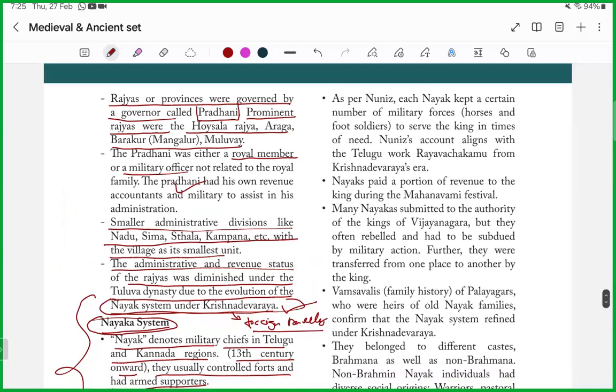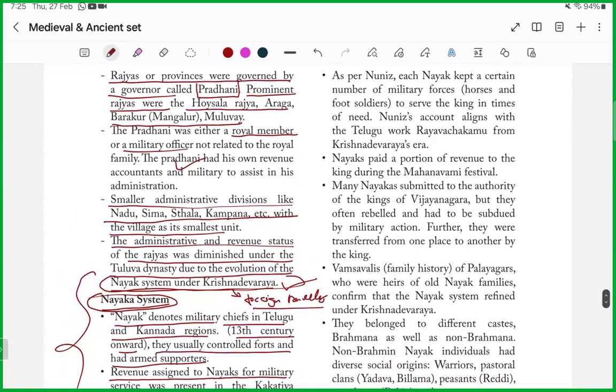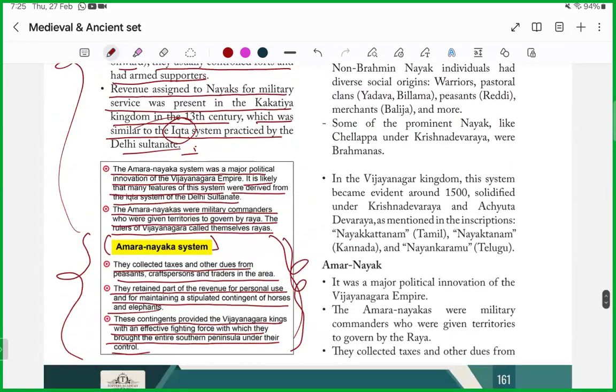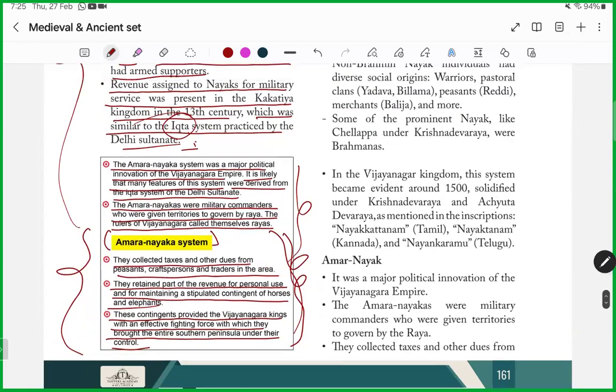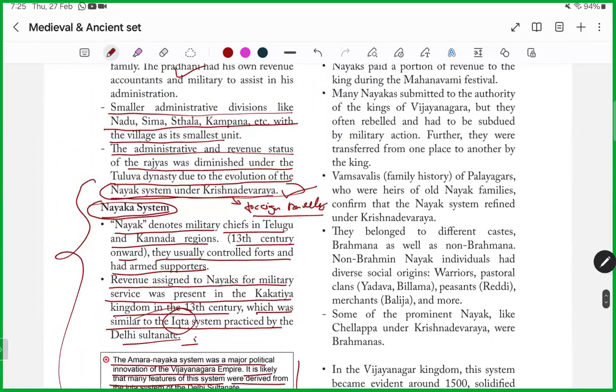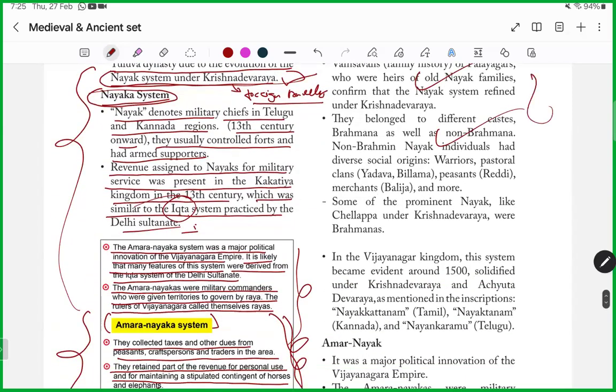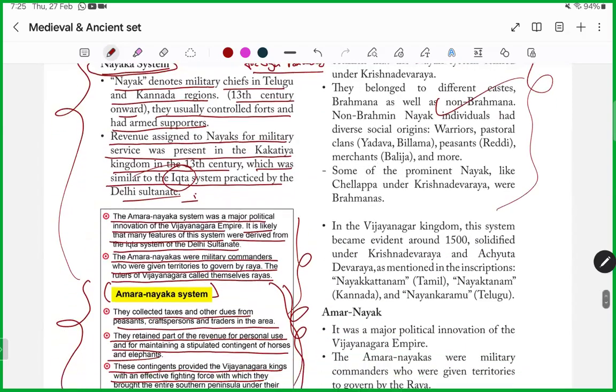Who introduced the Ikta system? Alauddin. Okay. So we have already discussed what the Amara Nayaka system is. I told you it's important. So these are only the comprehensive explanation of the Amara Nayaka system.